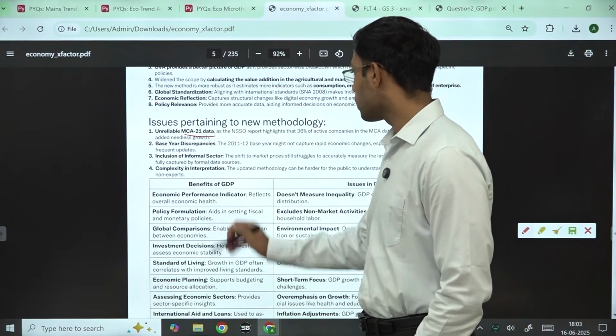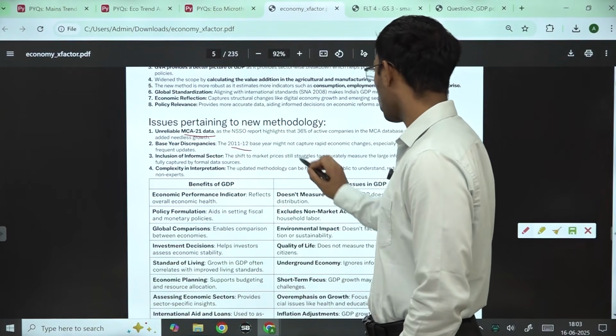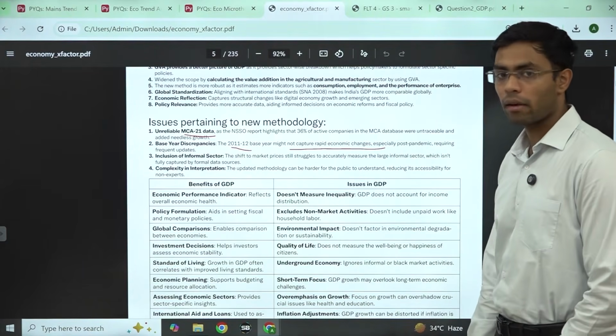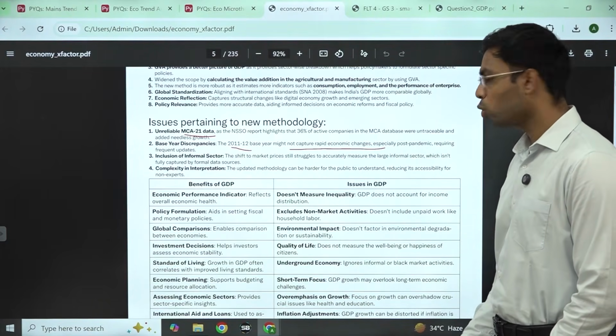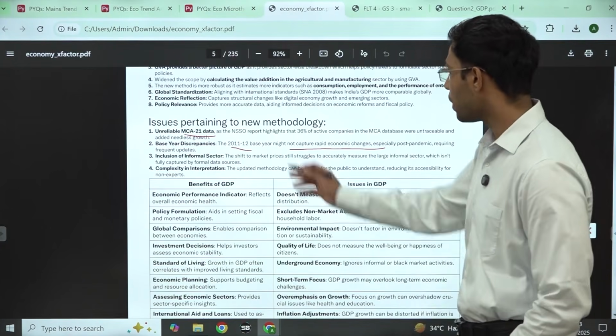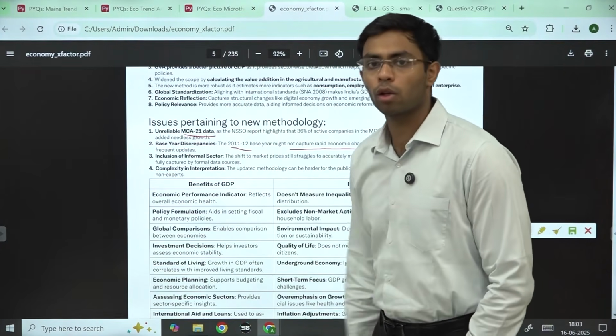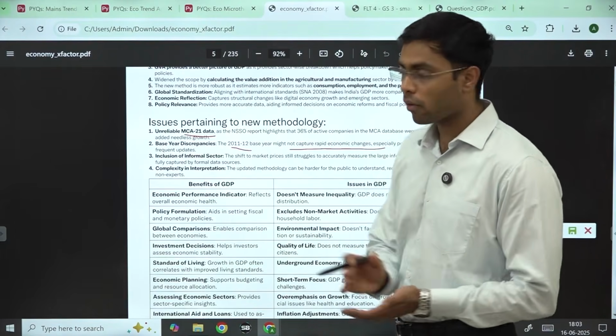Base year discrepancies, for example: 11-12 is a base year, which might not capture rapid economic changes, because with technology, AI, etc., I anticipate the economic development to increase many folds. So maybe this base year could give a base year effect of being very low, and we could have over-projected our growth. So that could be one of the disadvantages, right?